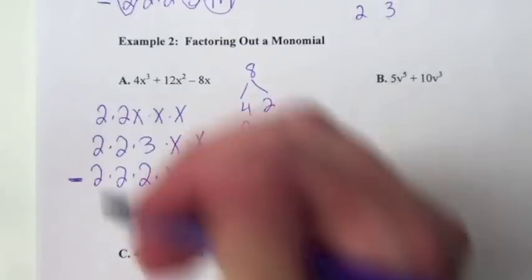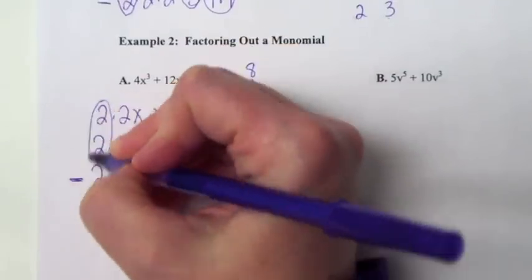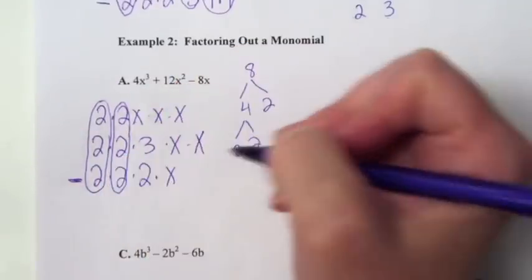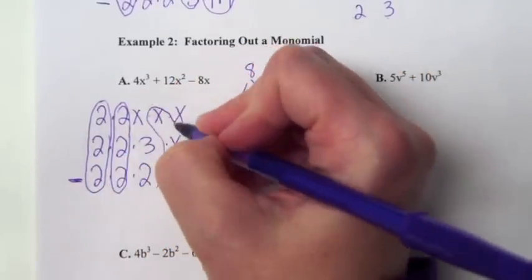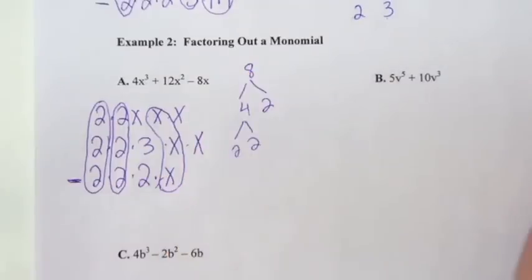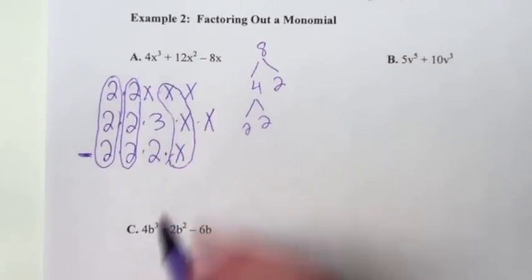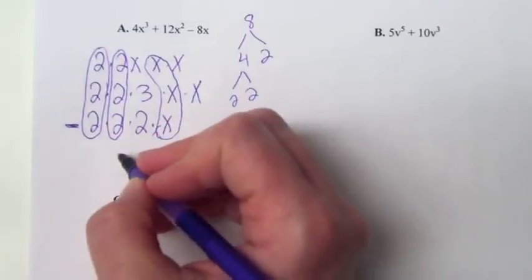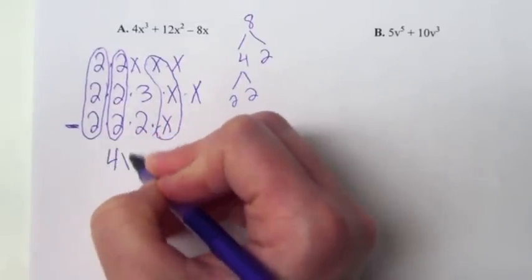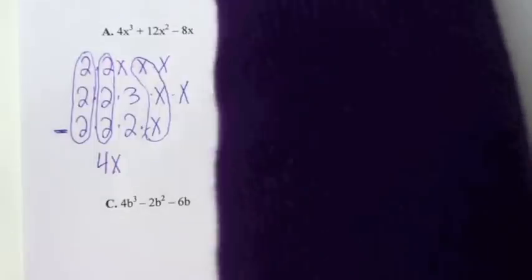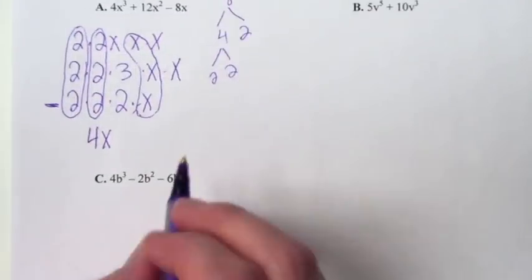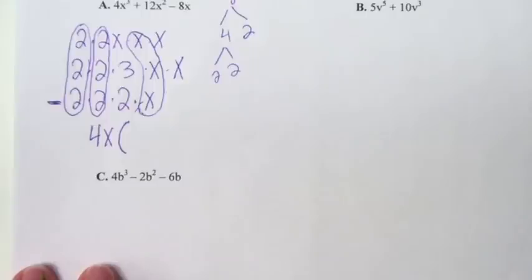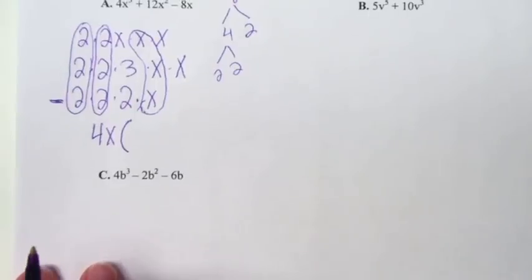Okay, let's go ahead and circle what's in common. We have a set of twos in common, another set of twos, and then it looks like we have one set of x's. So our greatest common factor, we're going to start by writing that down. That greatest common factor is 2 times 2, which is 4. So we have 4x is the greatest common factor. Now, here's where the new part comes in. After you write your greatest common factor, I want you to open a set of parentheses. What we're going to do now is write what's left in each term.